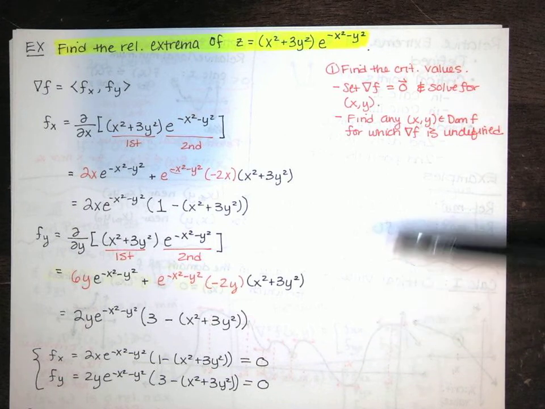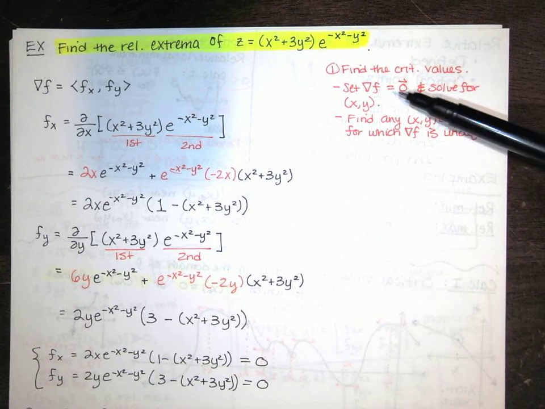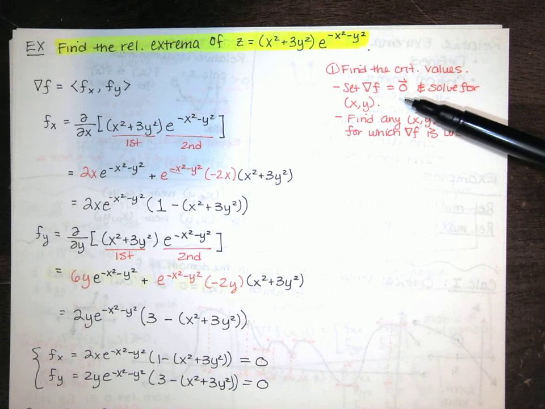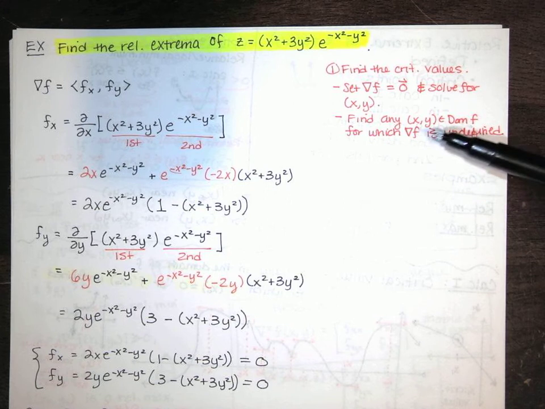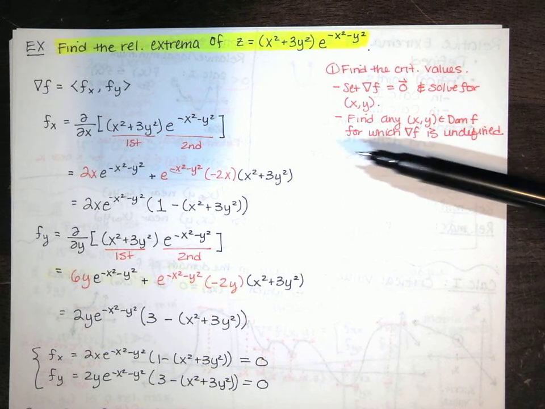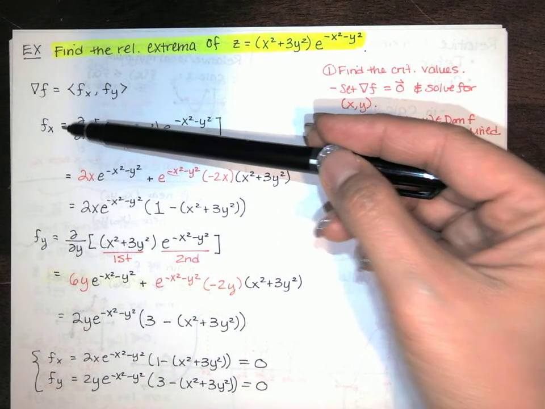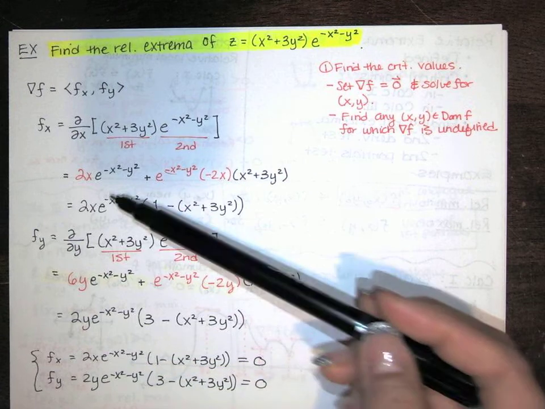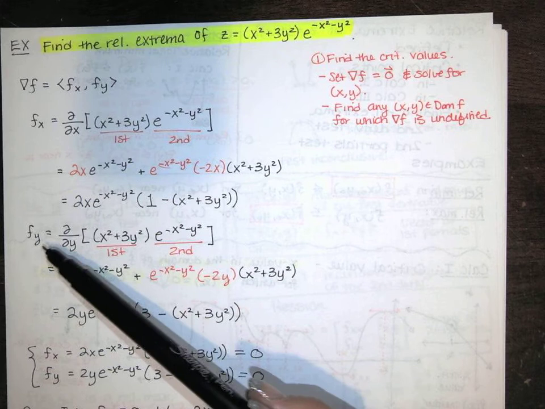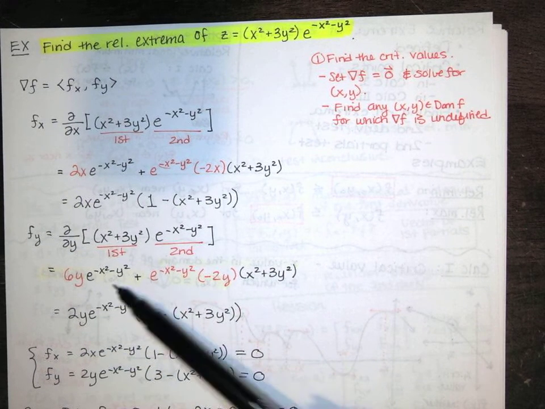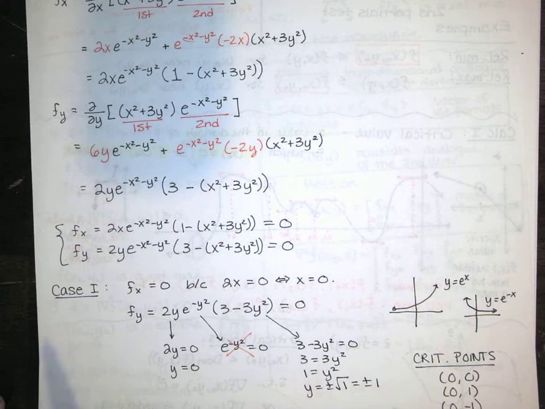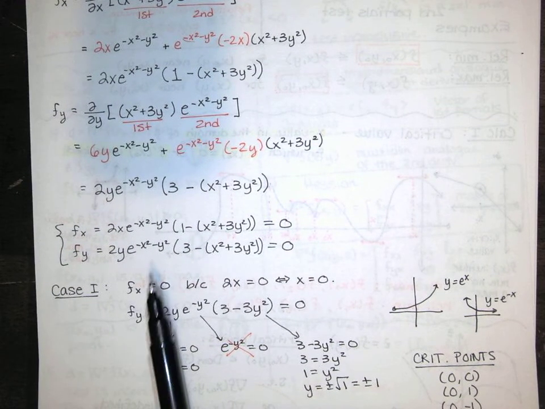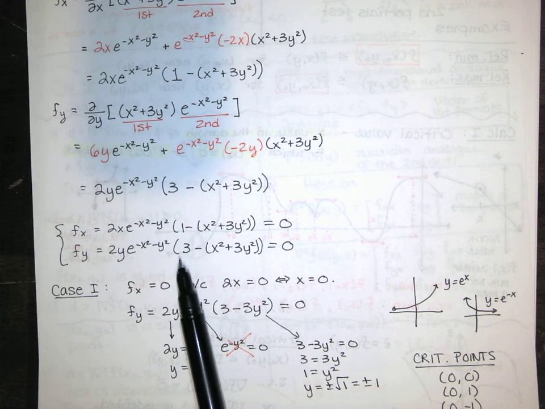Just as a recap, the way we find critical values is we find the gradient vector, we set it equal to 0, and then we solve for x, y. And of course, we're also looking for any x, y in the domain of the function for which the gradient is undefined. So we compute the partial of f with respect to x. It required the product rule. We factored it. We found the partial of f with respect to y. It required the product rule. We did that, and then we factored it. And then we set both partials equal to 0 at the same time. And remember, we were looking for xy pairs that satisfy both of these.